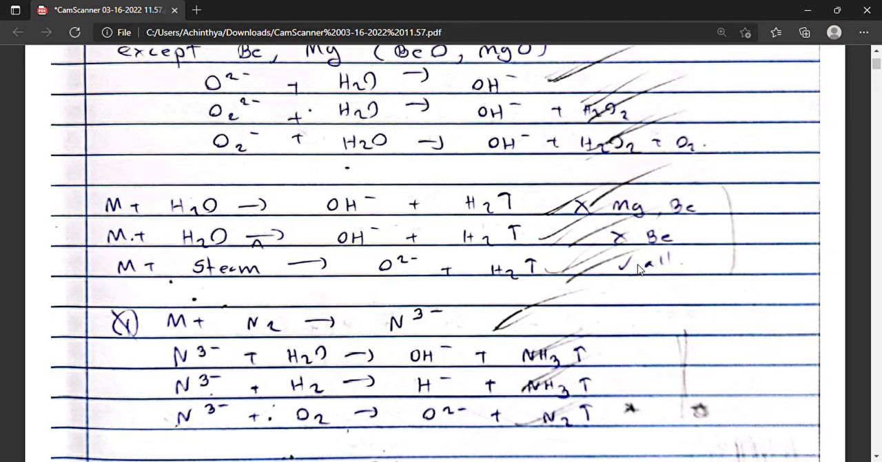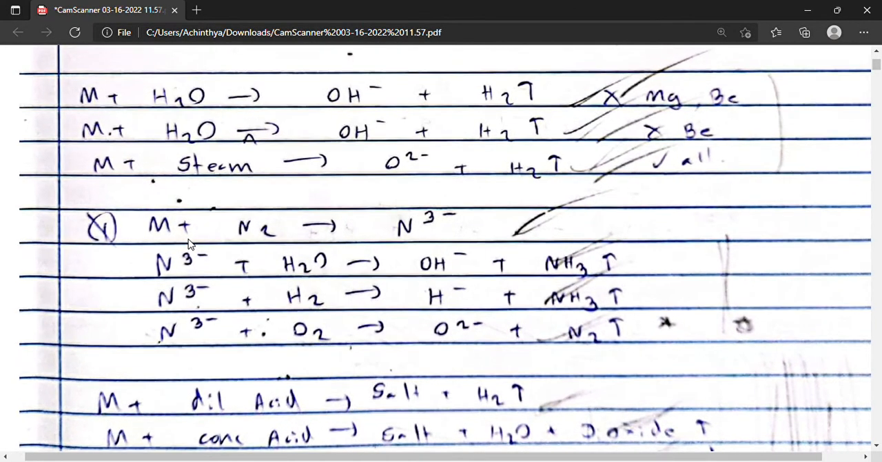And all S-block metals will react with steam to produce their respective metal oxide and hydrogen. All S-block metals react with steam. Only beryllium cannot react with hot water, and beryllium and magnesium cannot react with cold water.